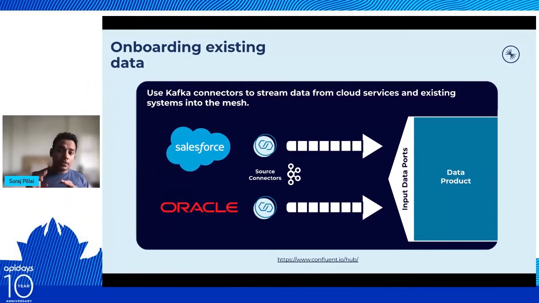So the first piece, so there are 3 steps here, right? The first piece is getting the data from different data sources into Confluent. And how would you do that? You could do that with connectors. So what are connectors? Connectors, you could think of them as config-driven applications. So you don't code anything.